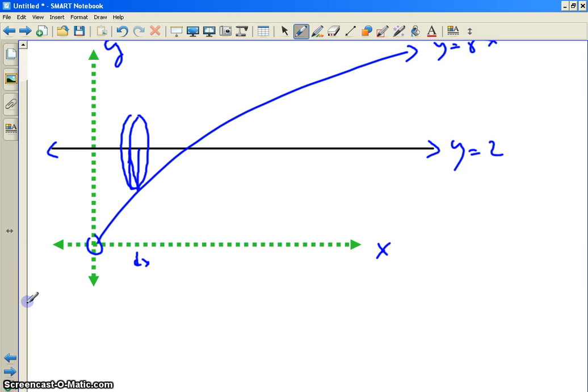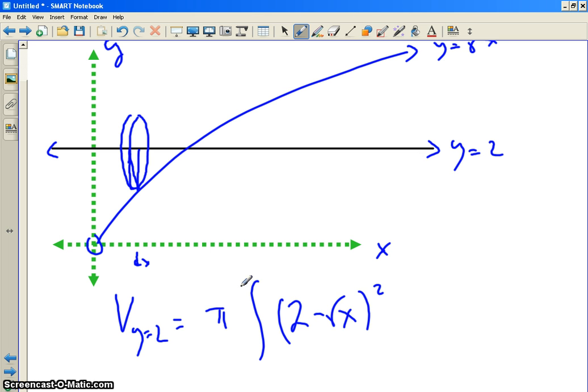Okay, so can we write that volume out? What's the volume about y equals 2? It's going to be pi r squared dx. But what's r squared? It's 2. Who's r? You just told me. 2 minus rad x. But that's the radius. What do you want to do with the radius? Square it. It's not so clear cut this time.